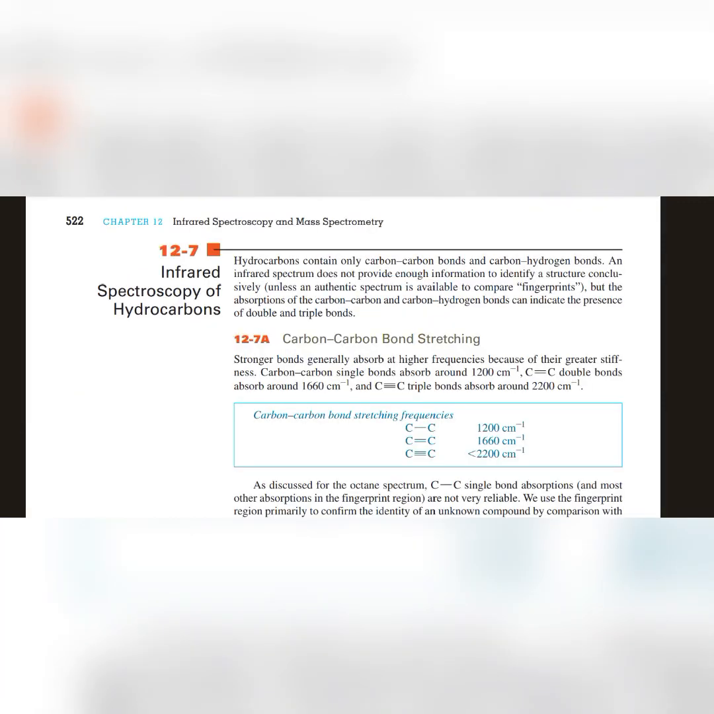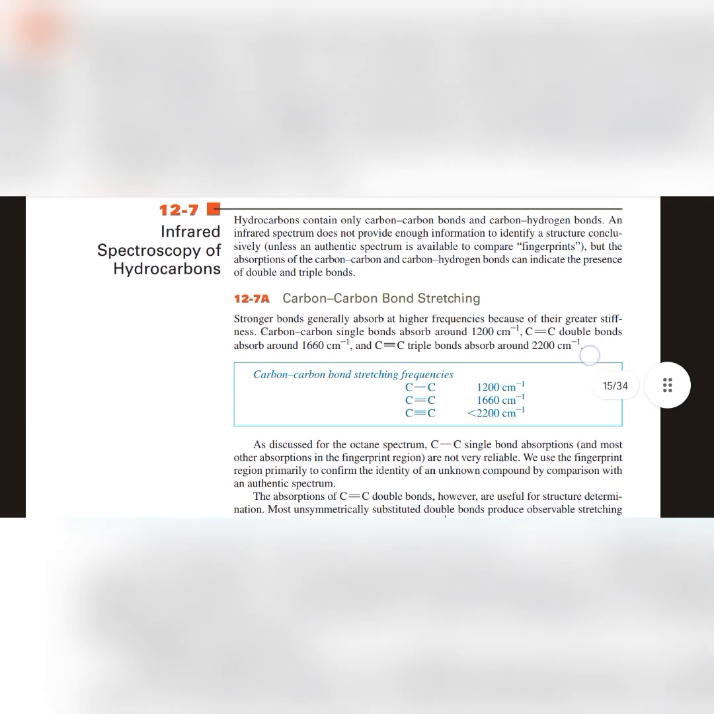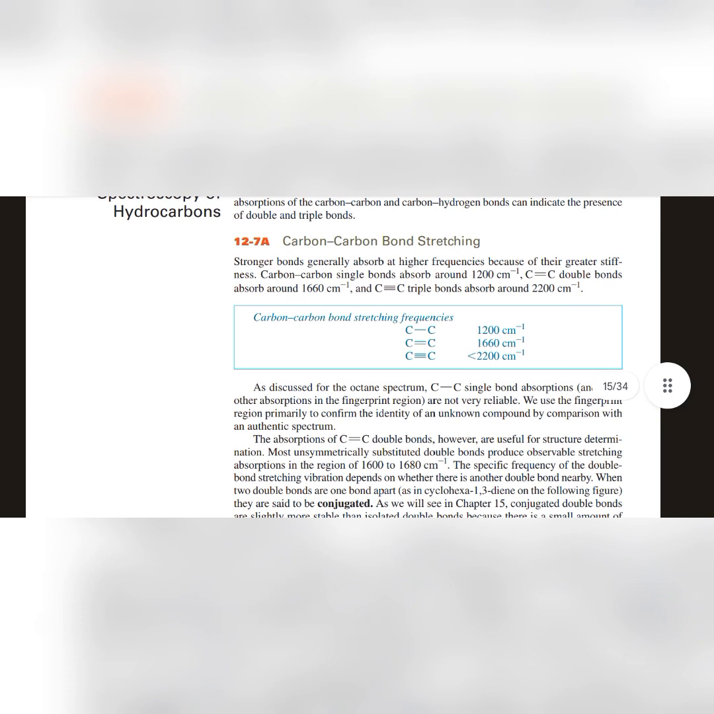Infrared spectroscopy of hydrocarbons. Hydrocarbons contain only carbon-carbon bonds and carbon-hydrogen bonds, and the infrared spectrum does not provide enough information to identify a structure conclusively. But the absorption of carbon-carbon and carbon-hydrogen bonds can indicate the presence of double and triple bonds. Carbon-carbon bond stretching: stronger bonds generally absorb at higher frequency because of their greater stiffness.